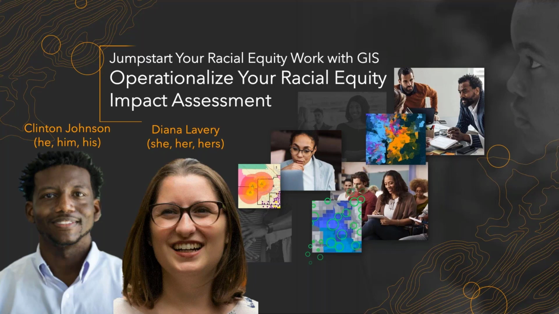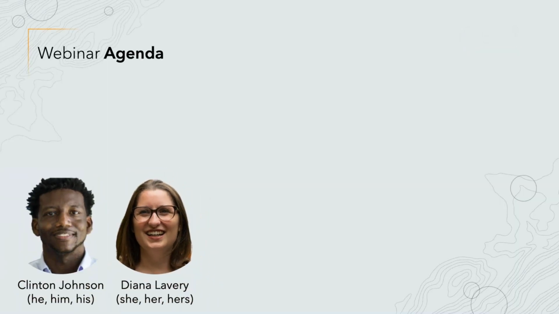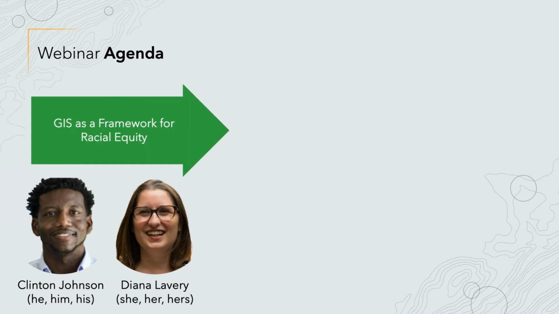Today, we'll share some tips with you on how to use GIS to jumpstart your racial equity work and to operationalize racial equity impact assessments. So I want to talk about how GIS can be applied as a framework for racial equity. And that's going to include some brief examples of how racial inequities are being handled by organizations like yours today. It's going to include providing an understanding of how the impact of decisions and policies on equity in your communities can be assessed, and an overview of the racial equity guidance and capabilities that Esri delivers.